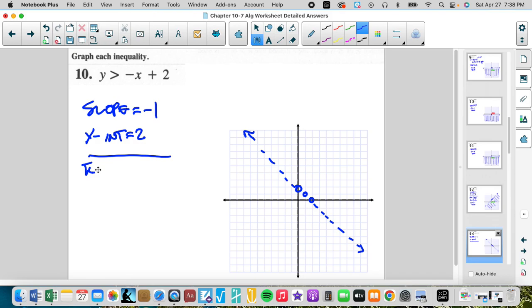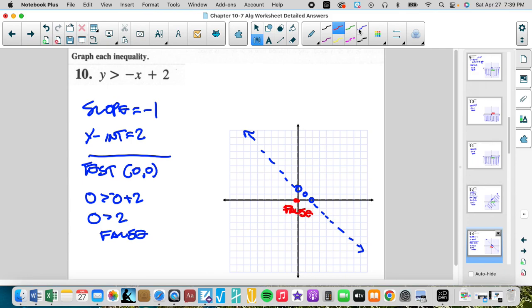We're going to test 0, 0. So if we test 0 for y, and 0 for x, that still gives you 0 is greater than 2. That is false. That's a false statement. So this point is false. So that means the other side is going to be the true side. This side is the false side. This side is the true side. And the boundary is false also, hence why we have not colored it in.